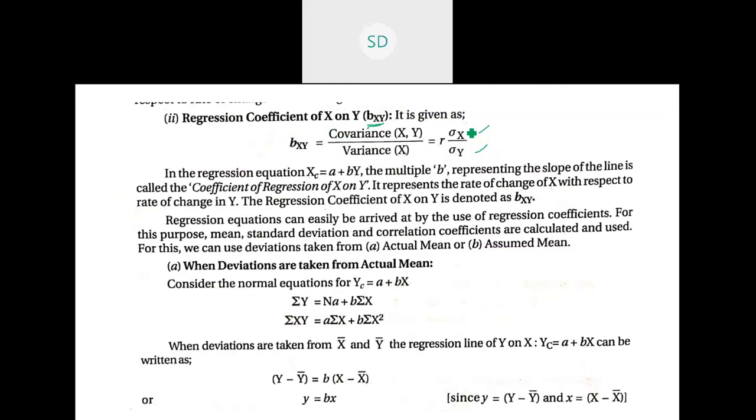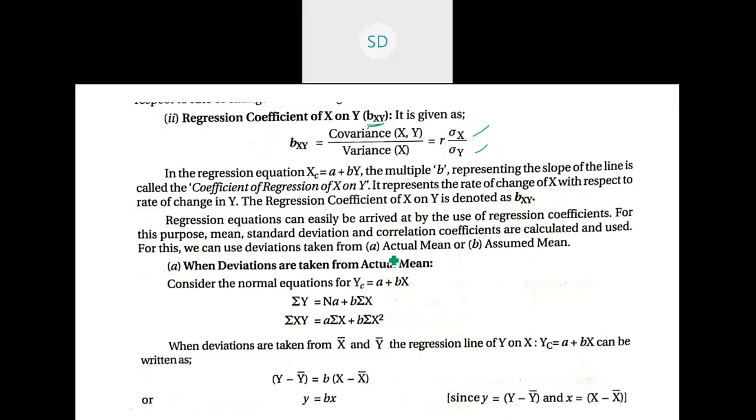Now, to find these regression coefficients, we need to have two equations. Without the values of x and y, we will not be able to calculate standard deviation or correlation coefficient. So for that, we will have to solve these equations using two methods. The regression equation can easily be arrived at by using the regression coefficients. For this purpose, we have to calculate the regression and the correlation by two methods.